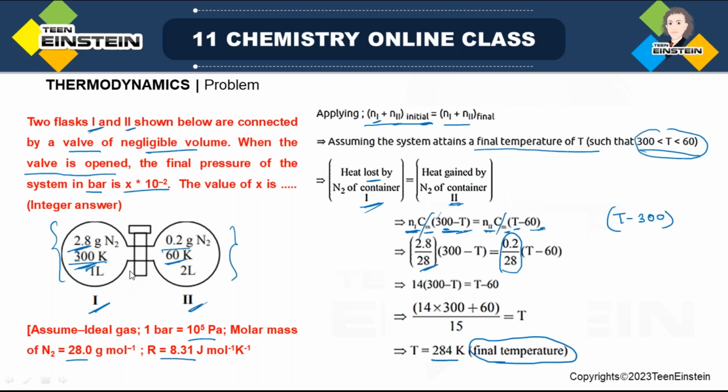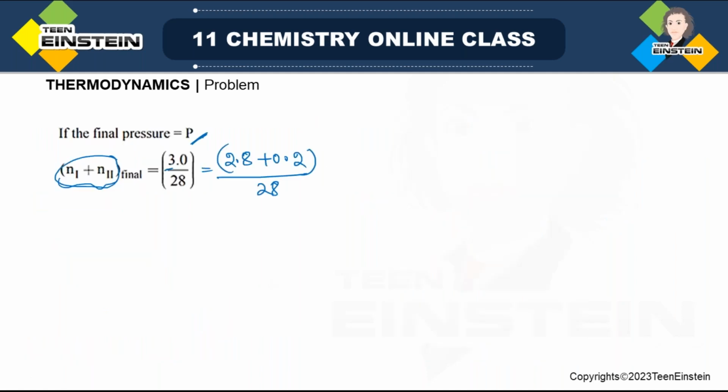2.8 on the left hand side, 0.2 on the right hand side. So just add these two masses, it will be 3 gram. That is why it is written: total number of moles, add these two masses, then divide by 28, 3 by 28. Okay. And PV by RT. Remember the equation PV equals nRT. That means n is equal to PV by RT.